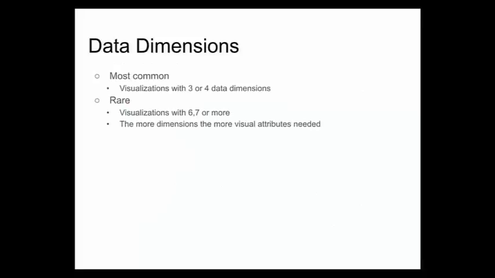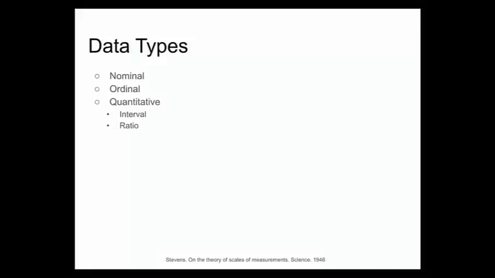In general, it's most common to have visualizations with 3 or 4 data dimensions. It's very rare to have 6, 7, or more, because the more dimensions of data that you have represented, the more visual attributes you need, and the harder it can be for people to take things away from your visualization. So it's part of the trade-off of making them. But again, this is all simple, but I want to make sure we're all on the same page: whenever you're making a data visualization, there really is a science to it and a thought process that should go behind it, and the first thing you have to do is understand not just how many data dimensions you have, but the data types that you have.